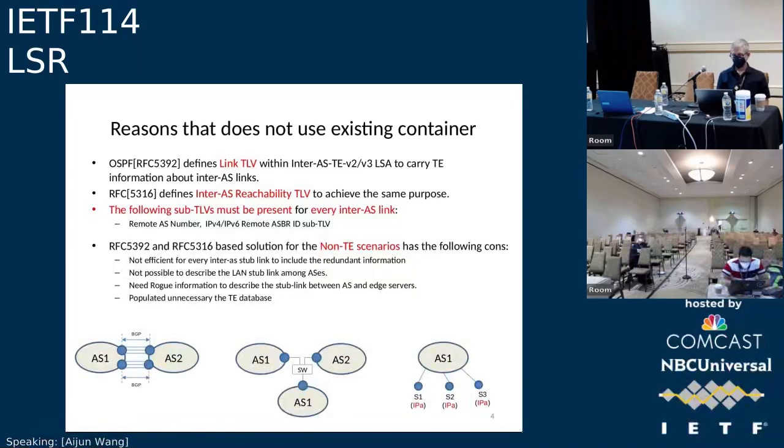So if we solve the problem based on these two RFCs for the non-TE scenario, then it will have the following cons. The first is that it is not efficient for every inter-AS stub link to include the redundant information, and it is not possible to describe the link stub link among ASes. And for the anycast server scenario, we need some new information to describe the stub link between the AS and the edge server. Also, as pointed out by Keaton on the mailing list, such unnecessary information will be populated into the TE database. So we don't want to use the existing RFCs to solve the problems.